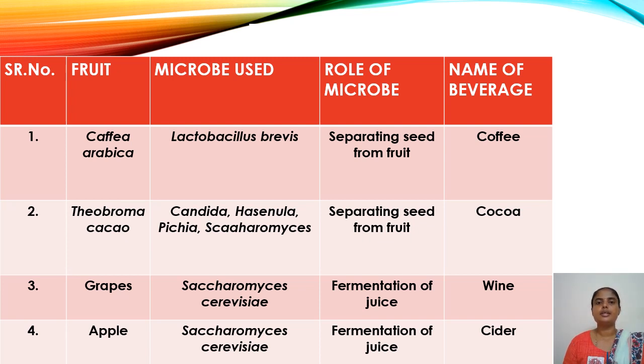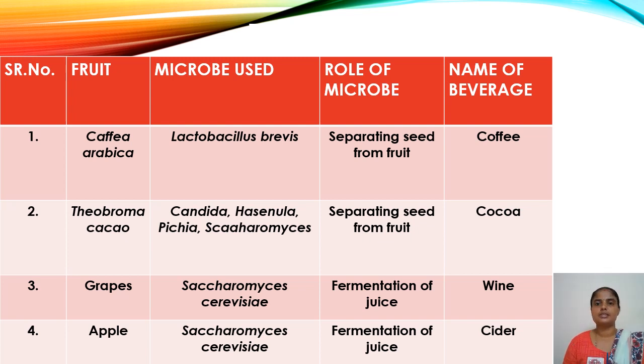The next one is Theobroma cacao, which is nothing but cocoa. The microbe species used are Candida, Saccharomyces, Specia, etc. The process is the same as that of coffee, where the seed is separated from the fruit.